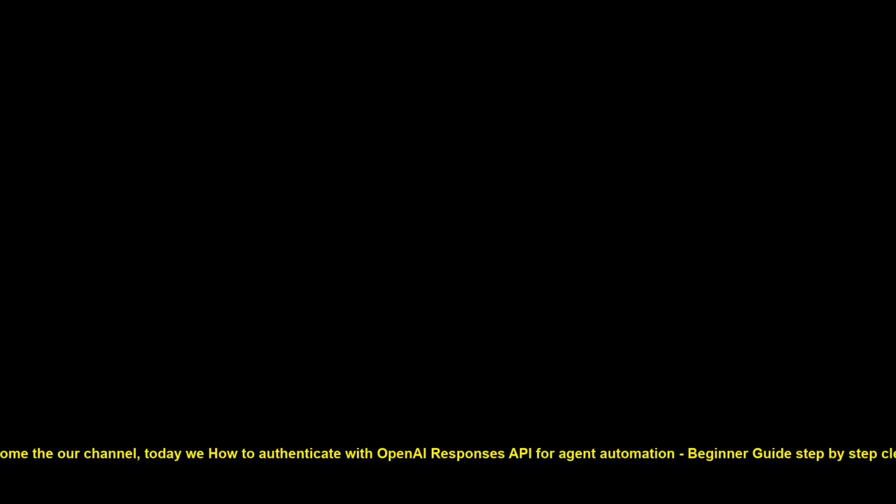Today we will learn how to authenticate with the OpenAI Responses API for agent automation, a beginner guide step by step clearly. To authenticate with the OpenAI Responses API, you first need to create an account on the OpenAI website. Visit the OpenAI website and sign up for an account if you haven't done so already. Once your account is created, log in to the OpenAI dashboard.